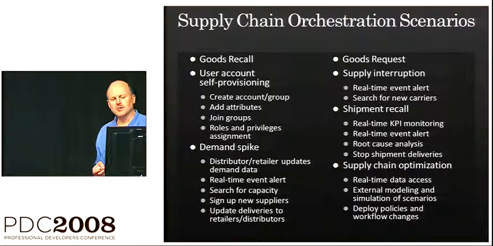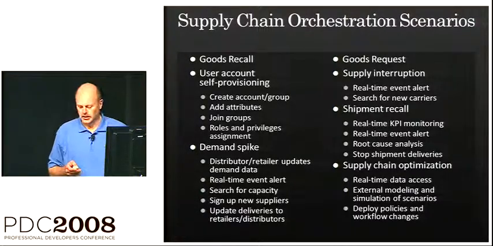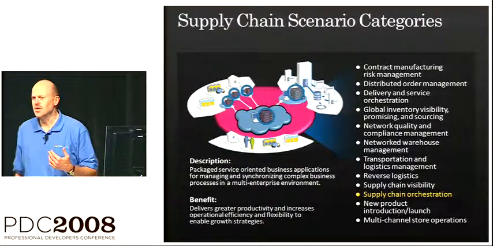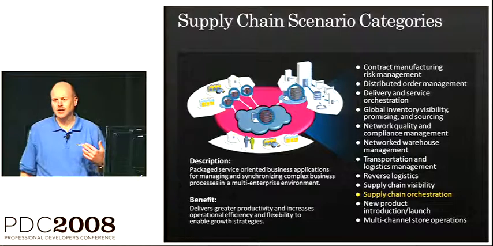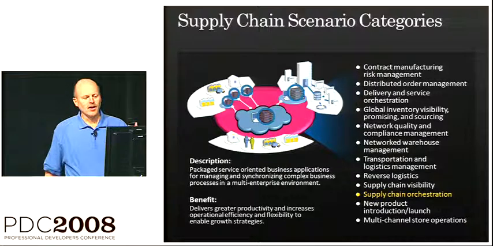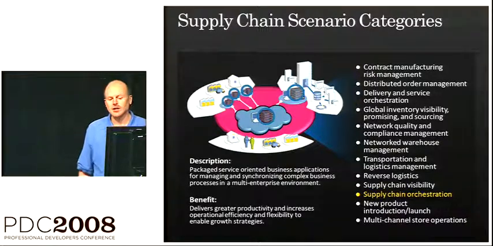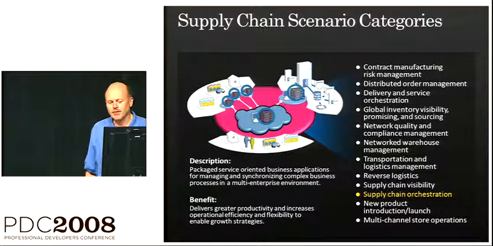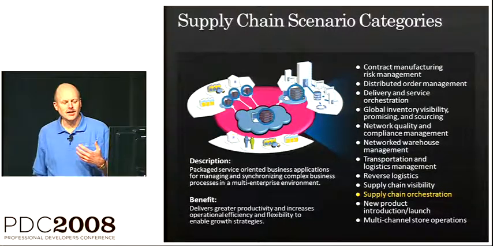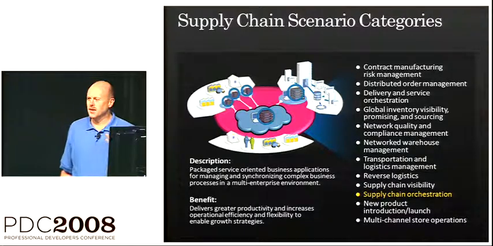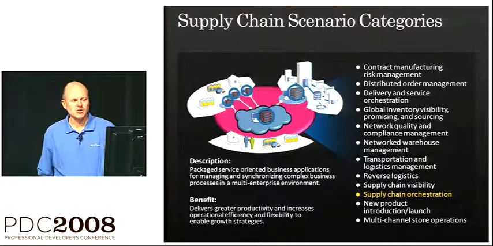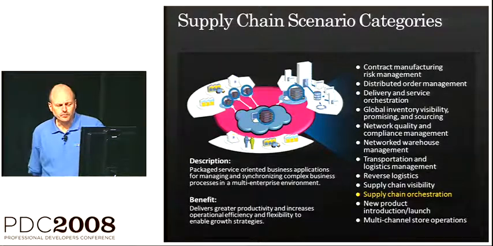These are scenarios that are part of what we call supply chain orchestration. It turns out that supply chain orchestration is just one of many categories of scenarios that appear in the supply chain industry. And our partner, Red Prairie, as one of the leaders in the industry, works with a rich palette of scenarios. And it's very powerful to look at the set of different scenarios that can be implemented using cloud-based technologies from across the supply chain industry.